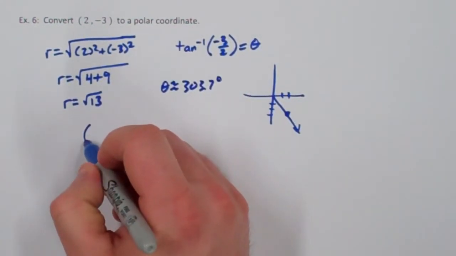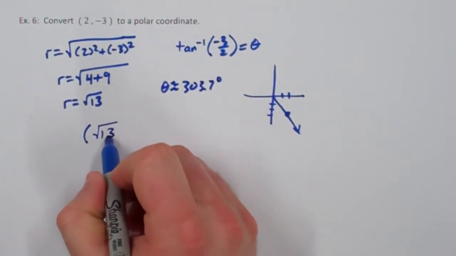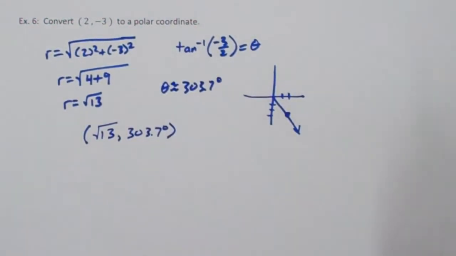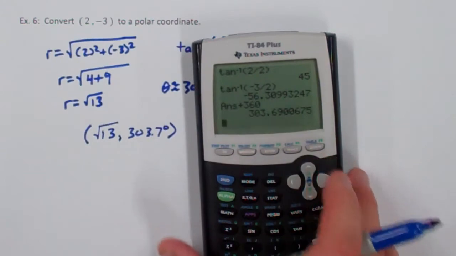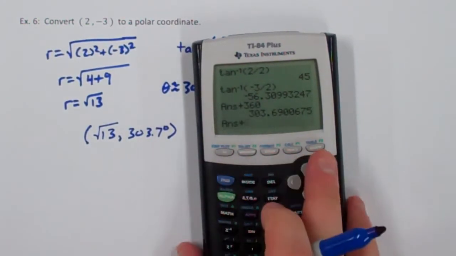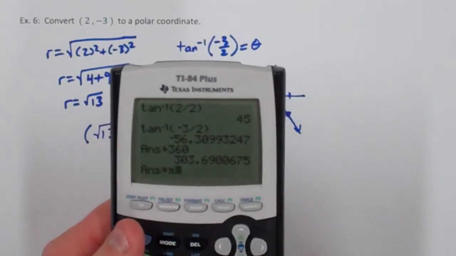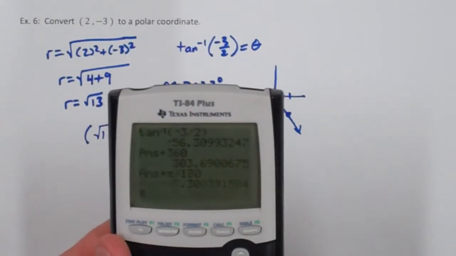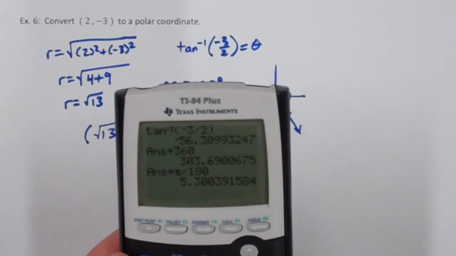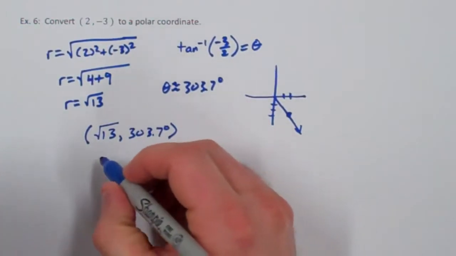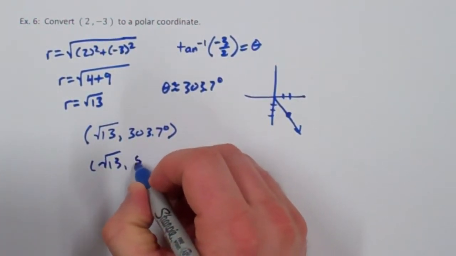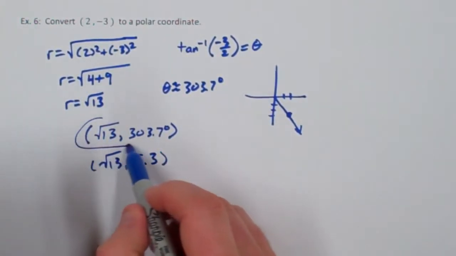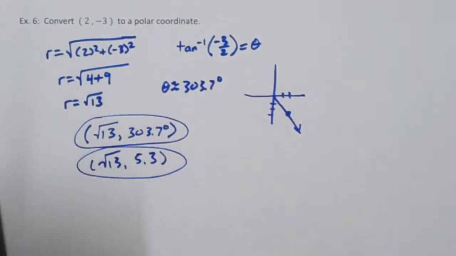And if we name our ordered pair, we would call this root 13 and then 303.7 degrees. One can also change this into radians. All you need to do is multiply your answer by pi divided by 180, and that gets you to about 5.3. So you could also list this as root 13 comma 5.3. When you don't have any value that's up here, that will be in radians.